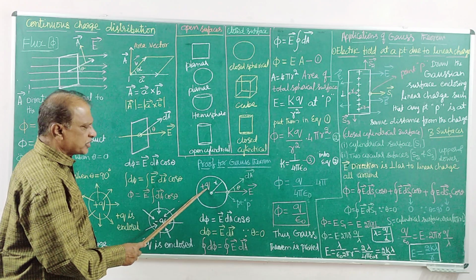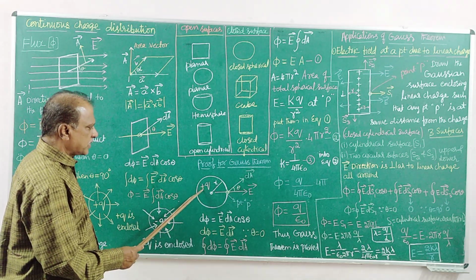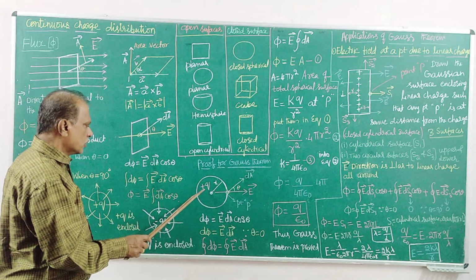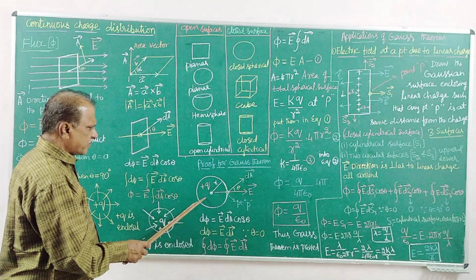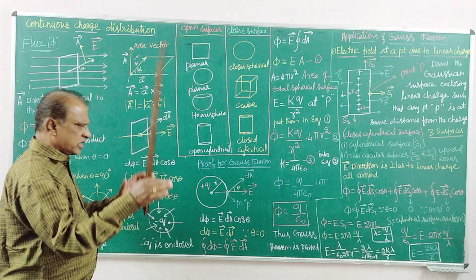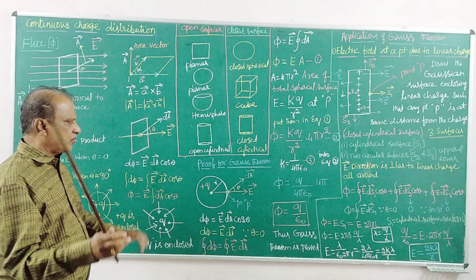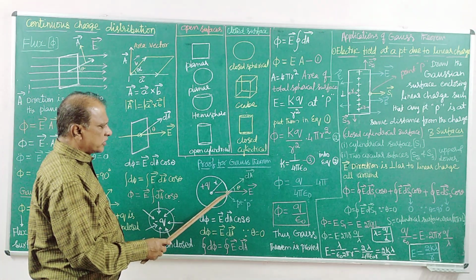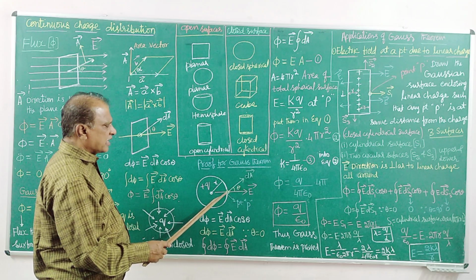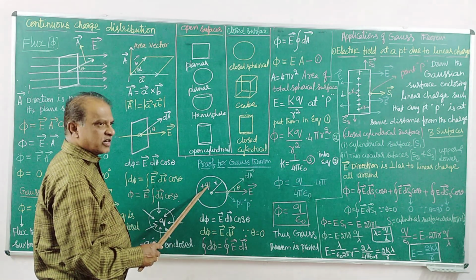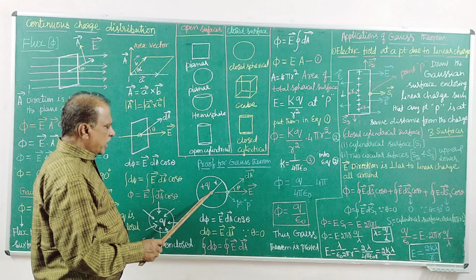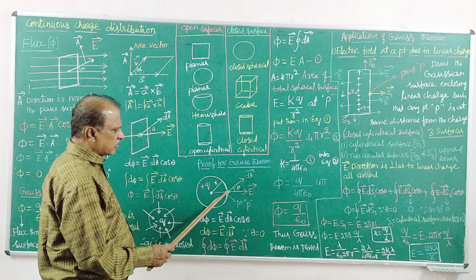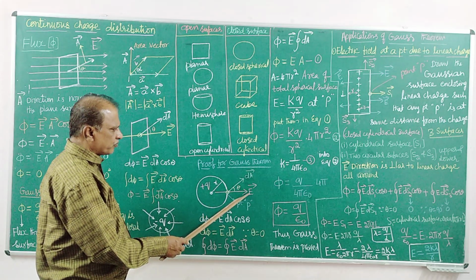Let Q be the amount of charge enclosed, that is plus Q, a large number of positive charges. It is enclosed in this space, and the entire surface is spherical in shape. Let me take any point on the surface. At this point, what is the electric field? This charge exerts an electric field, and its direction is moving away from the charge. That is the electric field at this point, E.